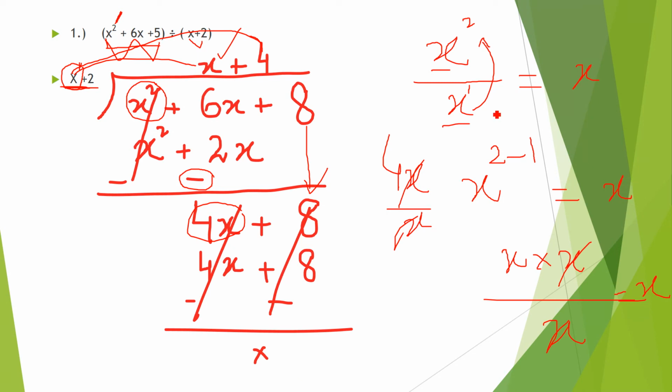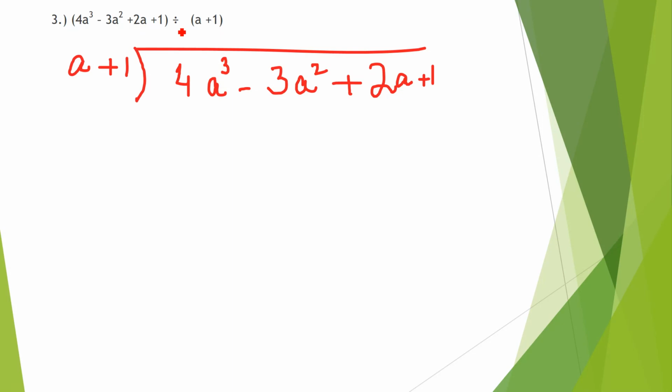Okay. This is the second question, and I will solve it here to explain to you. This is 4a cube minus 3a square plus 2a plus 1, and this is a polynomial. What is the degree of this polynomial? You have to say third degree. You have to see the highest exponent.